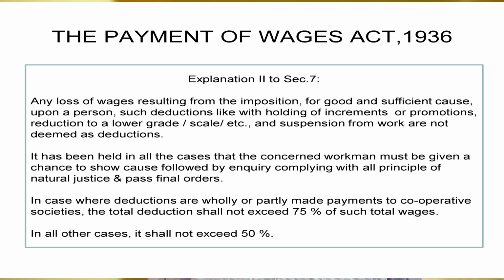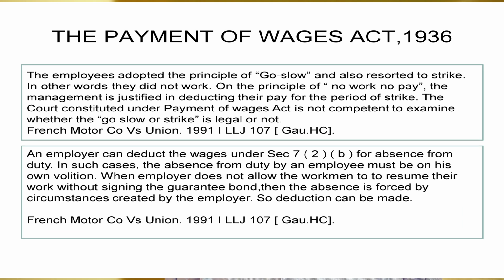Now, many times we come across cases where the employees adopted the principle of go slow and also resorted to strike. In other words, they did not work on the principle of no work, no pay. The company said we will not pay. Then the question of deduction of wages for the go slow came into the picture. The court constituted under the Payment of Wages Act is not competent to examine whether the go slow strike is legal or not, but the management is justified in deducting their pay for the period of strike. It has been held like that.